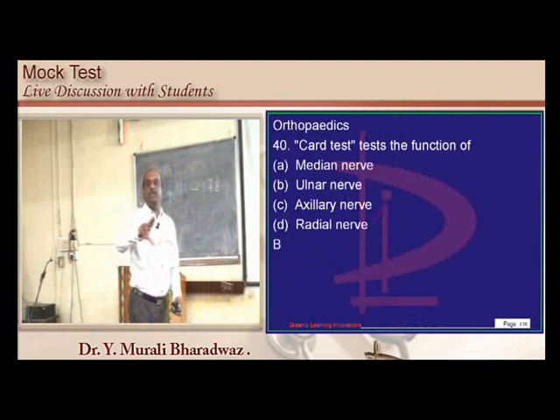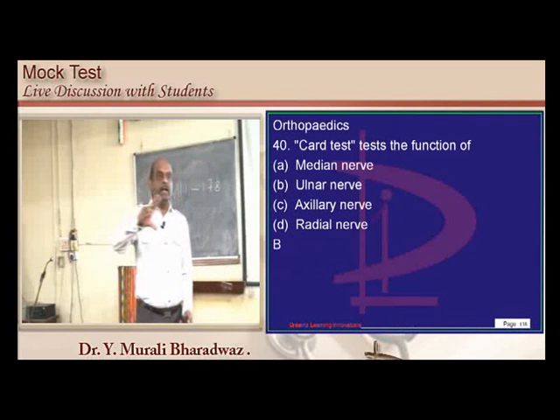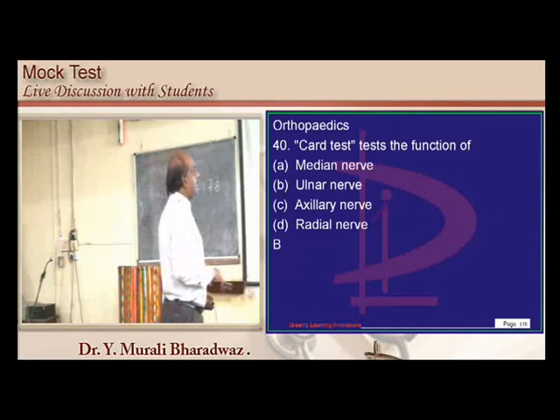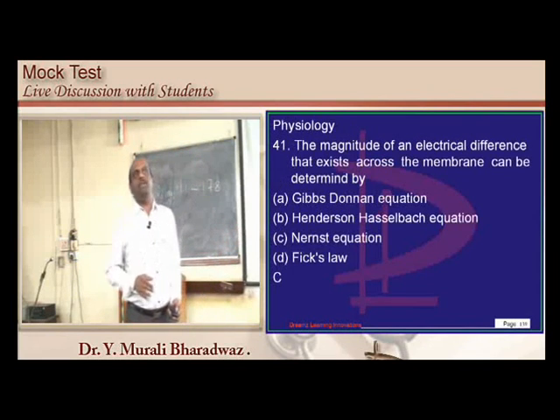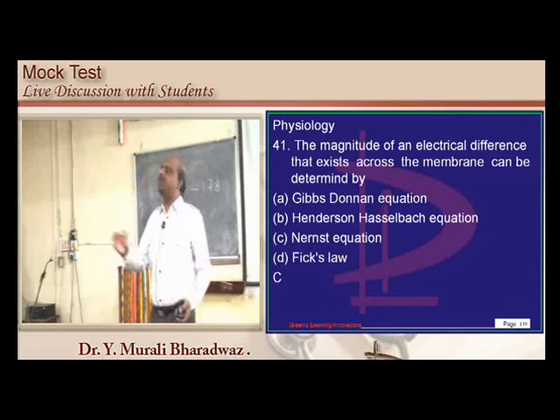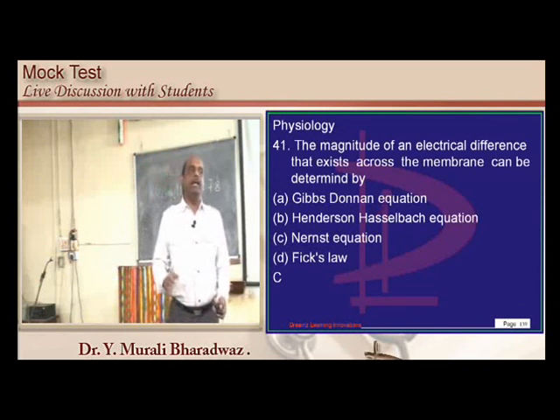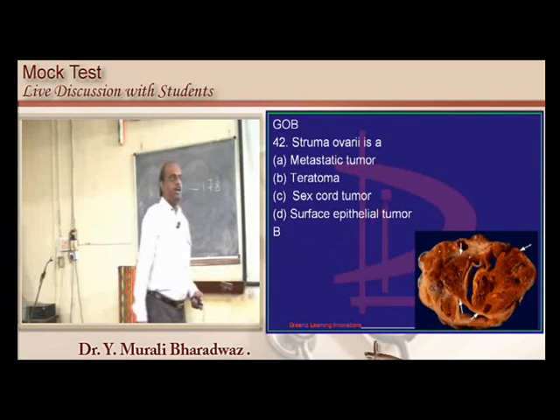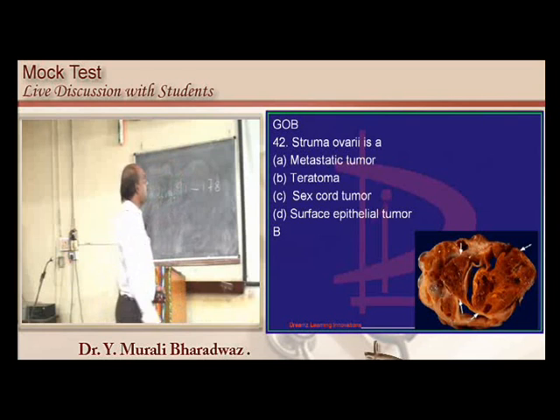Now the COT test is basically for the adduction of the fingers, for which the ulnar nerve is basically required. The electrical potential difference across the membrane based on the concentration of electrolytes is basically calculated by the Nernst equation. Struma ovarii is a teratoma, you all agree with me.